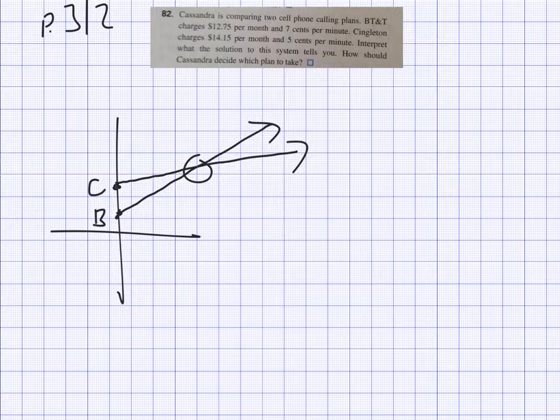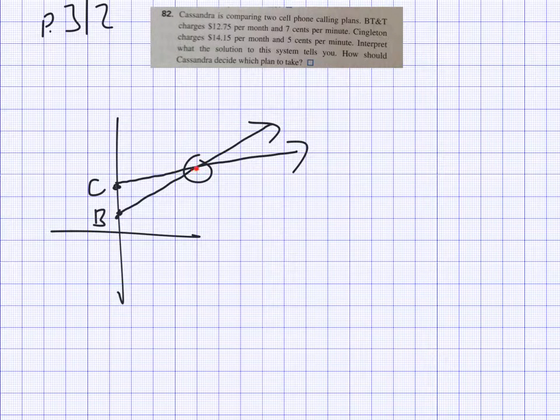Let me just show you. The Singleton plan starts out more expensive. So if you use less than this amount of minutes, Singleton is going to be more expensive and the BT&T will be less expensive. If, though, you use more minutes than this, the BT&T is now going to be more expensive, and the Singleton is going to end up being less expensive.